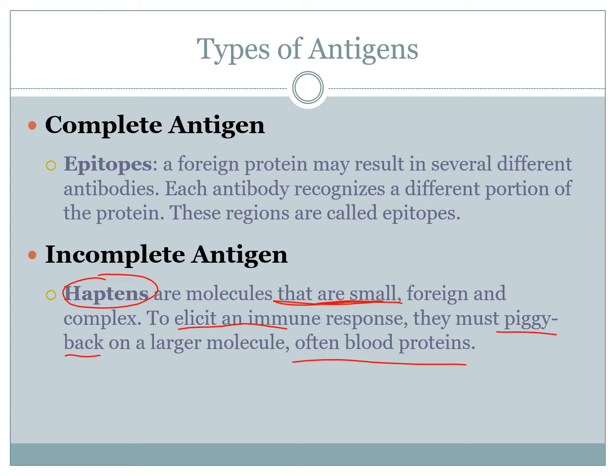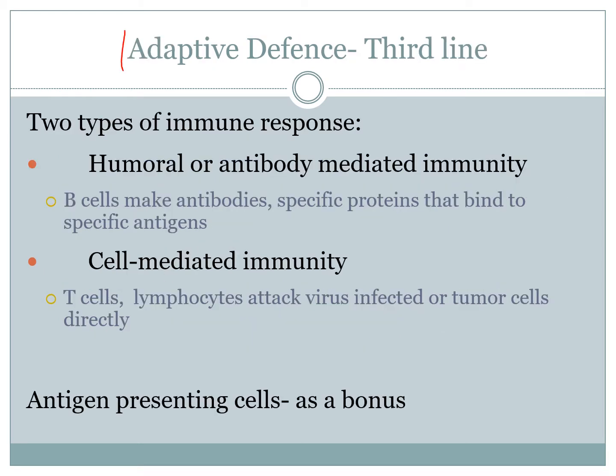When we look at the third line of defense, we are looking at what's known as adaptive immunity. Adaptive immunity is broken up into two types of immune responses. By the end of it, you'll understand why we need two different types, because they both have their unique function. We have what's known as the humoral or antibody-mediated immunity, and that is all associated with B cells and their production of antibodies. And then we have cell-mediated immunity, and that is looking at specialized T cells, a version of the lymphocytes, that have the ability to attack viruses or tumor cells. And we'll talk a lot more about them as well.